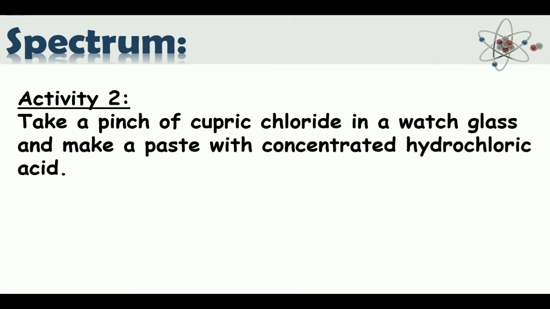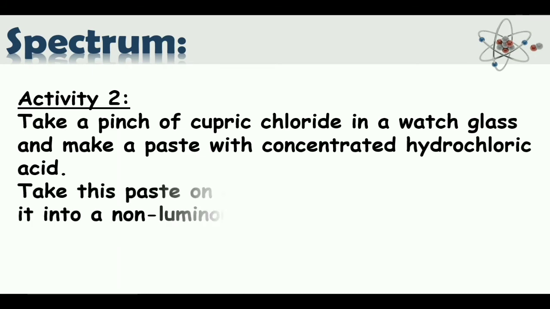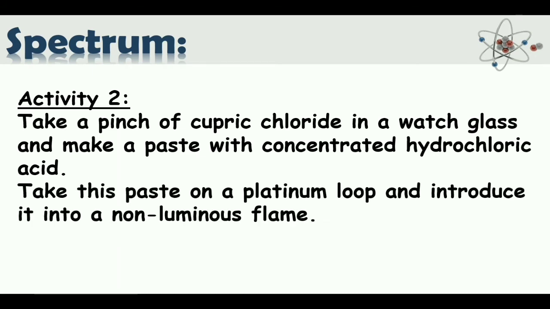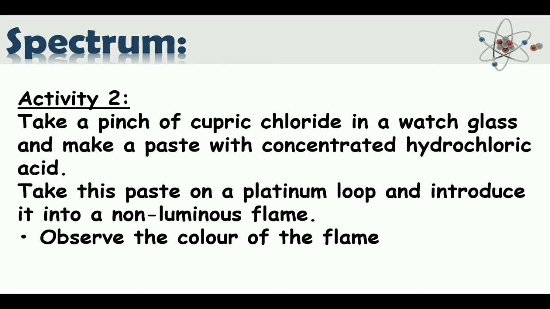Activity 2. Take a pinch of cupric chloride in a watch glass and make a paste with concentrated hydrochloric acid. Take this paste on a platinum loop and introduce it into a non-luminous flame. Observe the color of the flame. Not only that, we can have so many.